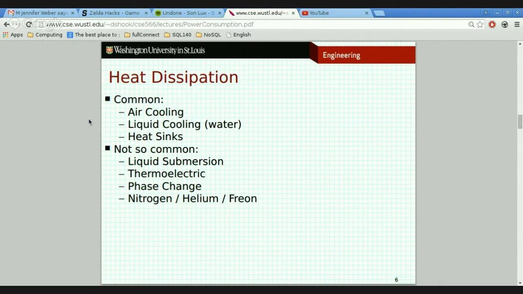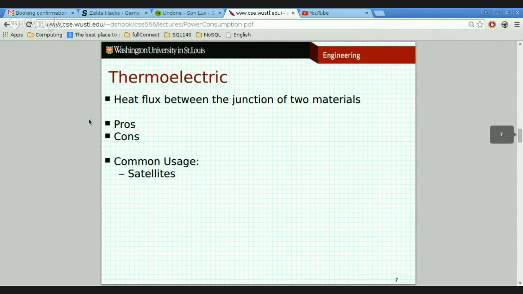Freon is what you have in your air conditioners, right? Liquid nitrogen is one of the coldest materials on the planet. So those can also be used to potentially cool your computer down, although very much on the extreme end of things. And then we also have thermoelectric.